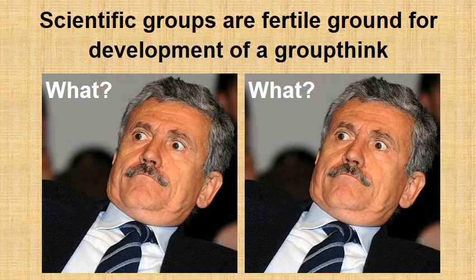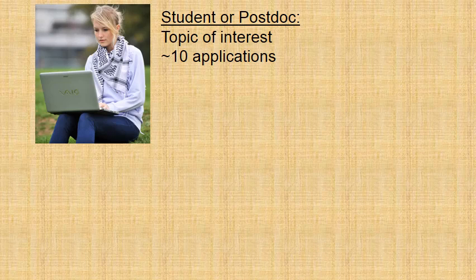So let's start with the application process, a process that any student or postdoc faces once he or she wants to change lab or get into a new position. A person will look, of course, first at the topic of interest, and then look at what groups are working in that field and what they're doing exactly, and will send on average 10 applications at any given time and wait for the PIs to respond.